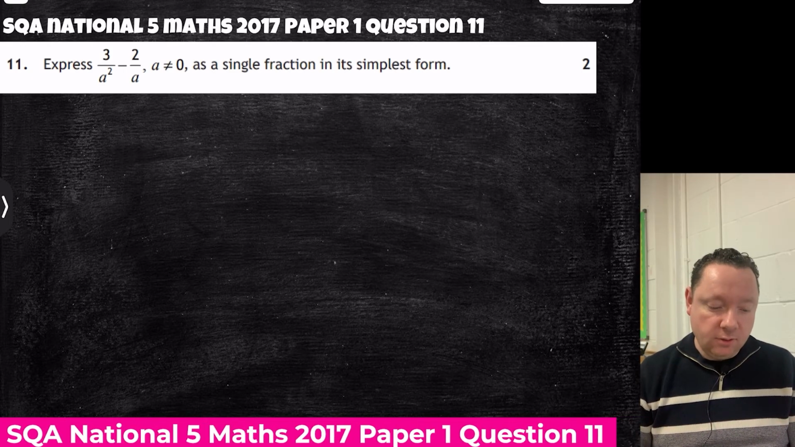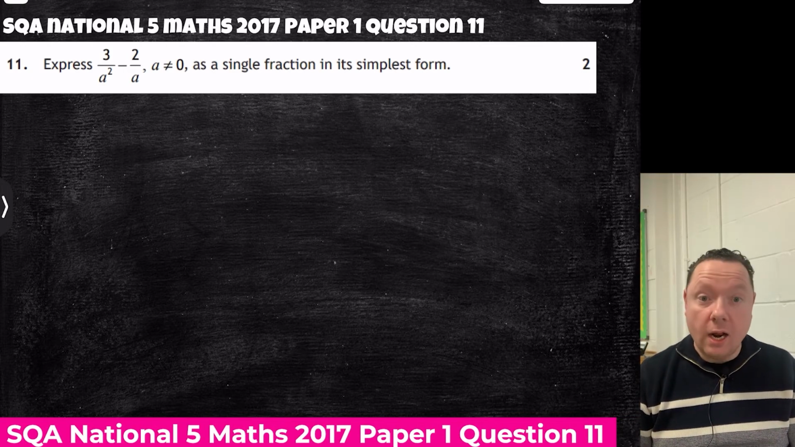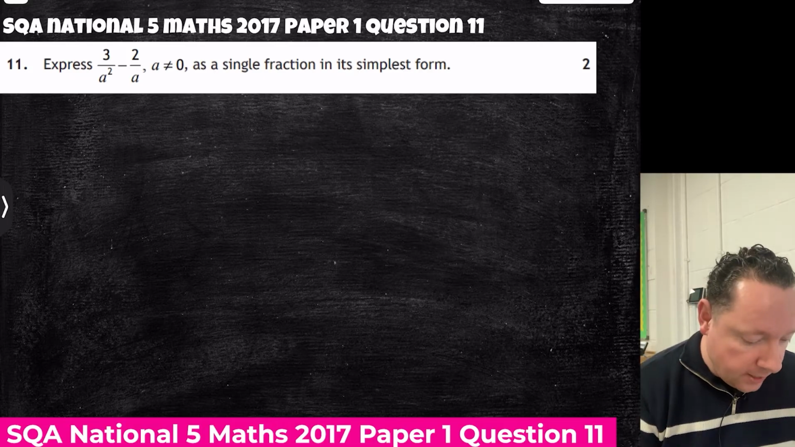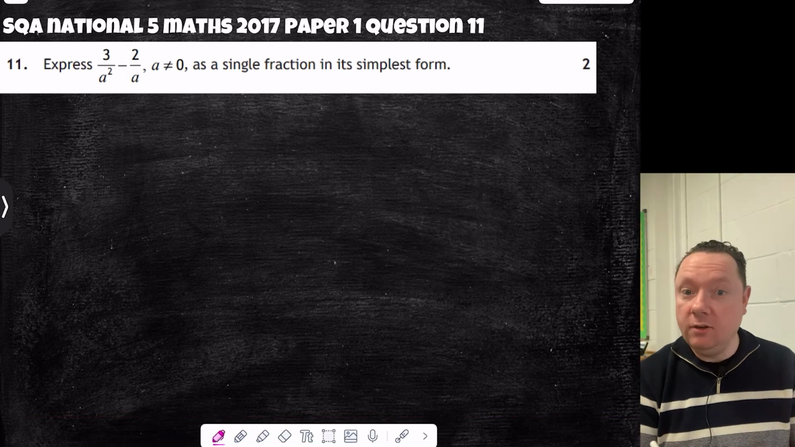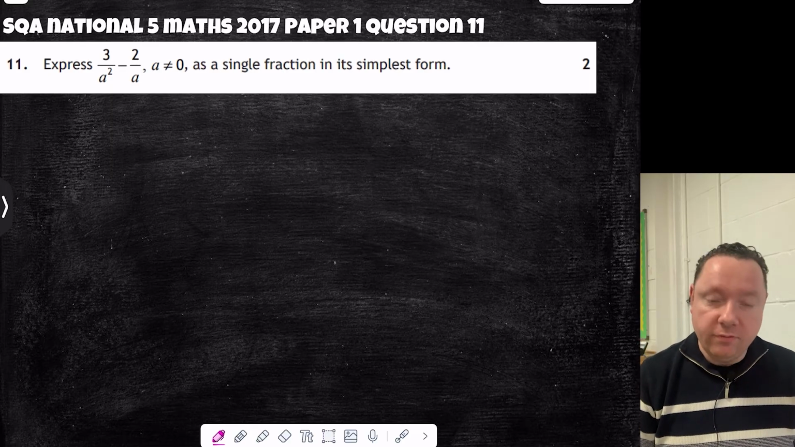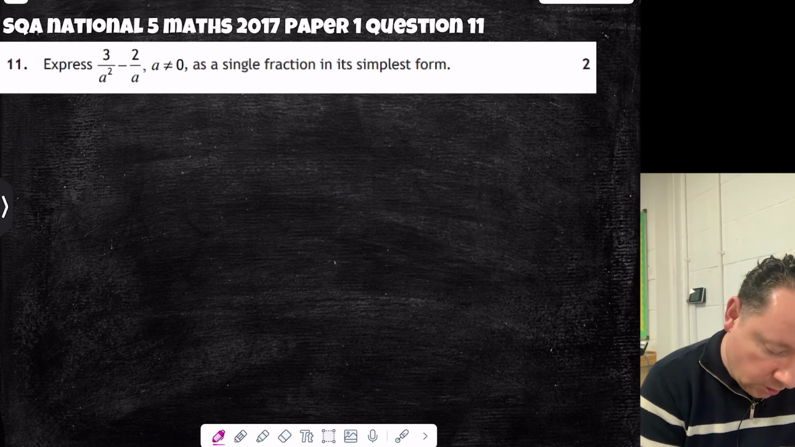National 5 Maths 2017 paper 1 question 11 on algebraic fractions. Express 3 over a squared minus 2 over a, where a doesn't equal 0, it's just telling you that because you can't divide by 0, as a single fraction in its simplest form. So let's just write this out.